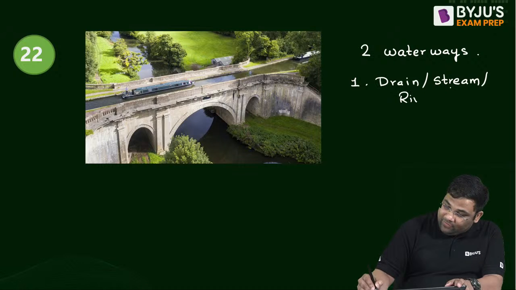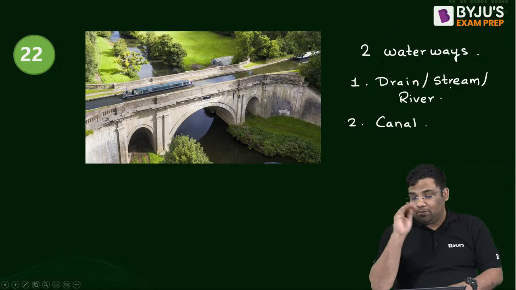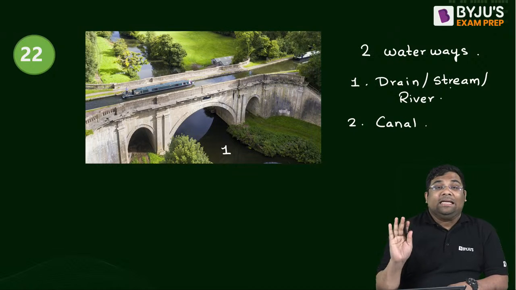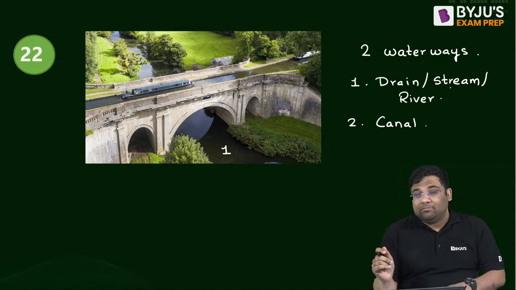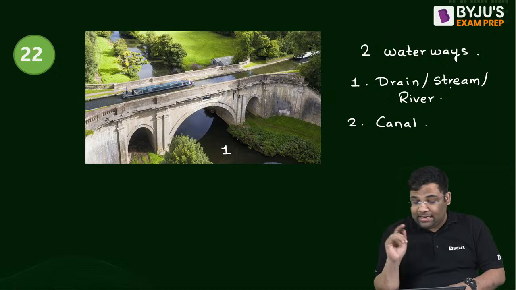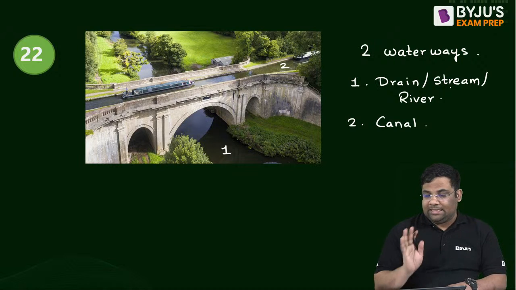Right? River. The second one is the canal. Second one is the canal. Understood? Now here you can see that this is the drain, the drain, stream or river. You can say drain or stream or river. And this is the canal. You see, this is the canal.